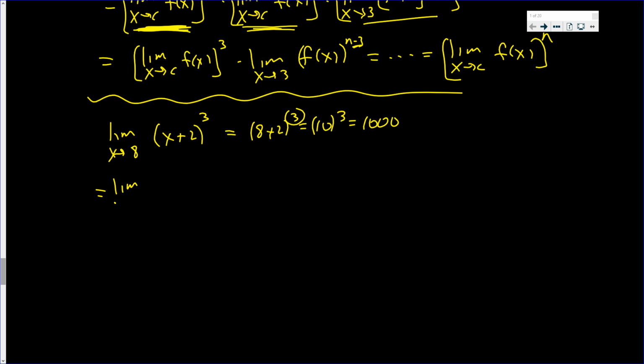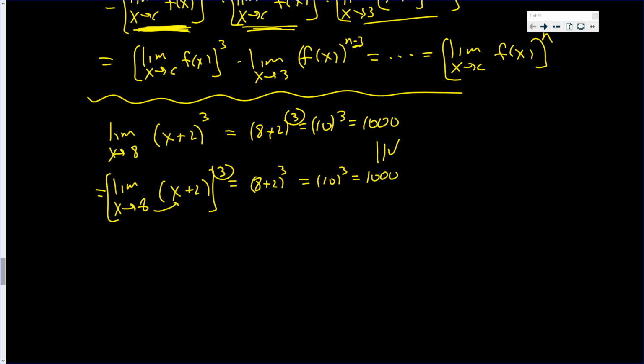So you can just take the limit as x goes to 8 of x + 2 and then cube that answer. Well, when you plug in 8, you're going to get 8 + 2, which equals 10. But then you have to cube that answer. So yes, we're getting the same answer. But sometimes it'll be in your best interest to just compute the limit without the power and then put in the power. Trust me, it'll come up.